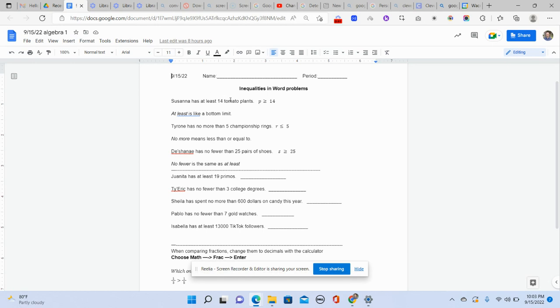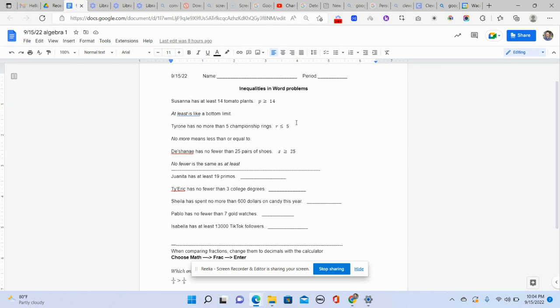So at least 14 tomato plants would be written as P, or whatever letter you chose, is greater than or equal to 14. Remember, the mouth is hungry. He wants to eat the larger thing. Plants is greater than or equal to 14.